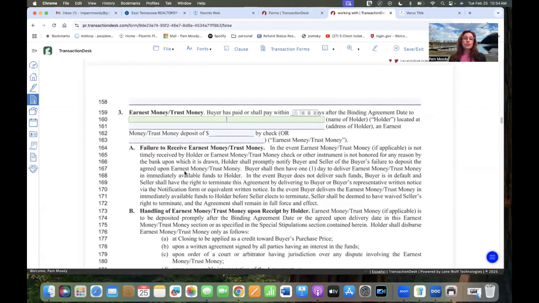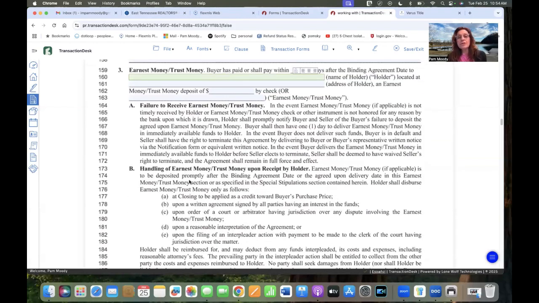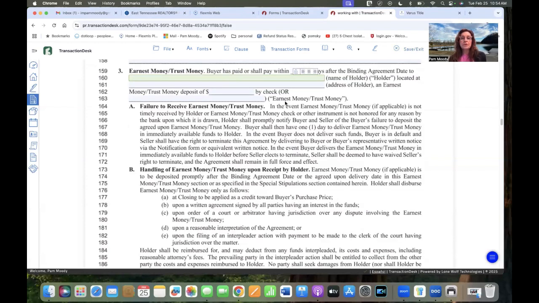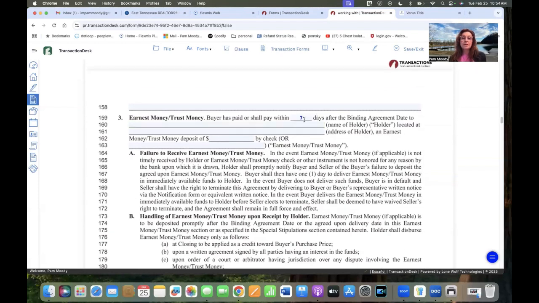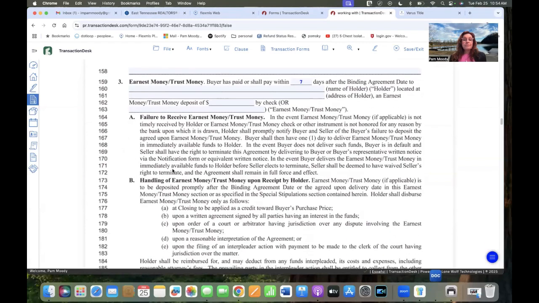Okay, so failure to receive the earnest money, in the event the earnest money is not received within the amount of days. So if you don't get the earnest money turned in, this agreement can become null and void. So if you do not turn in the money, you can't get it over there. Sometimes there's a problem, like your bank is out of town and you're having a little bit of trouble. We can work through that.